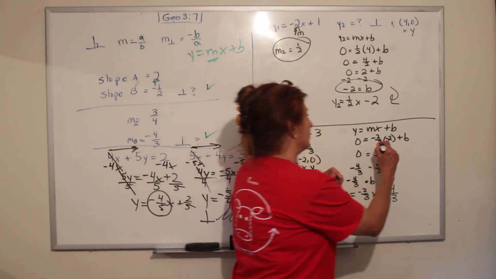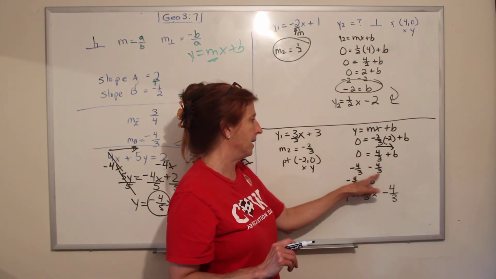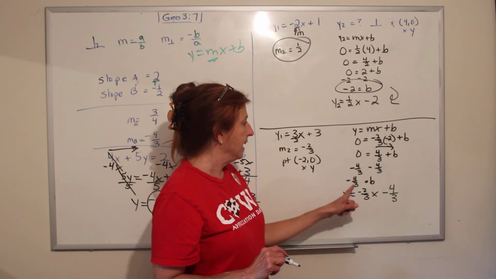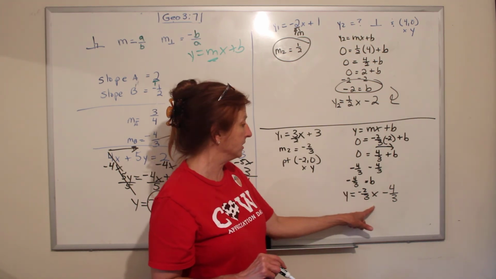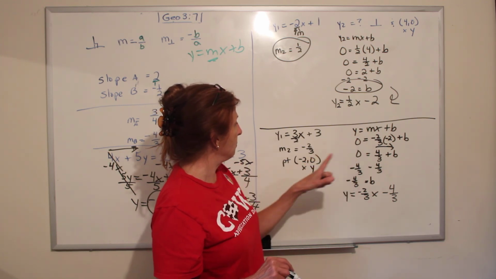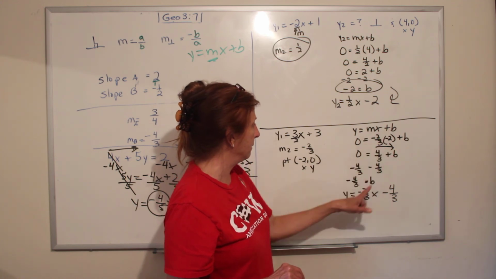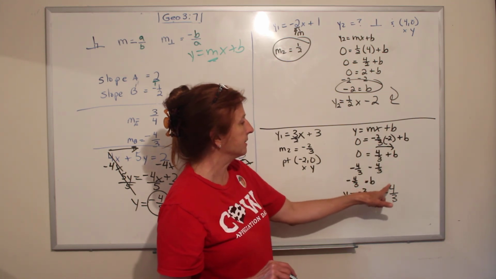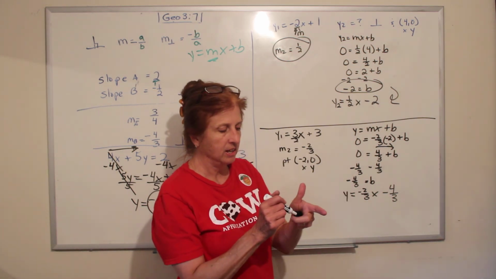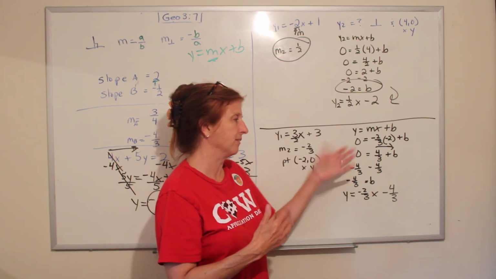Why is b not alone? It's got a +4/3. So we're going to do the opposite, which is -4/3 from both sides. So b equals -4/3. Now we put it back into our equation. y equals the slope, which is -2/3 x, plus b, but we don't say plus -4/3 because then that's confusing. We just say -4/3. So it's kind of like plus in quotes. If it's positive, it's plus. If it's negative, it's minus.